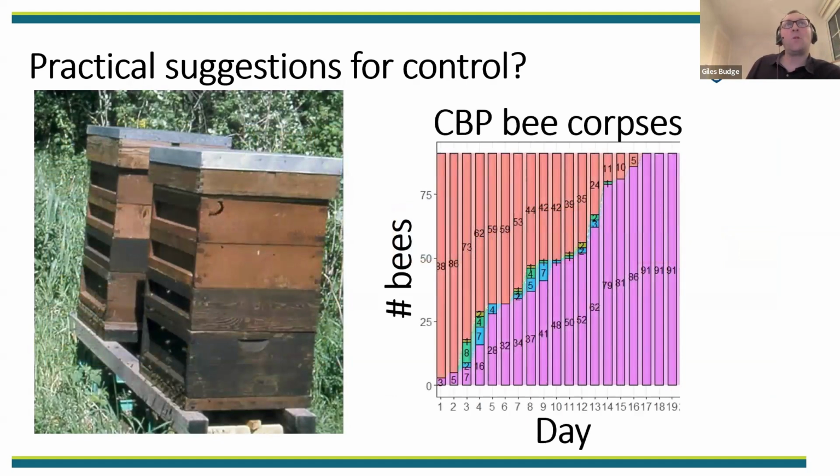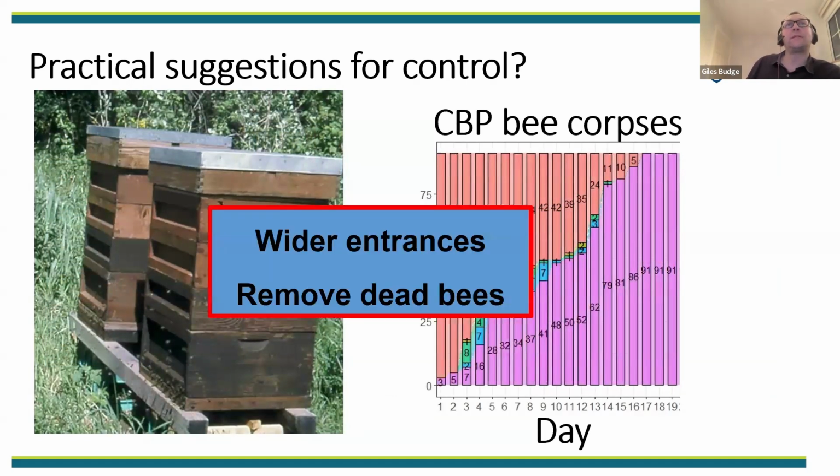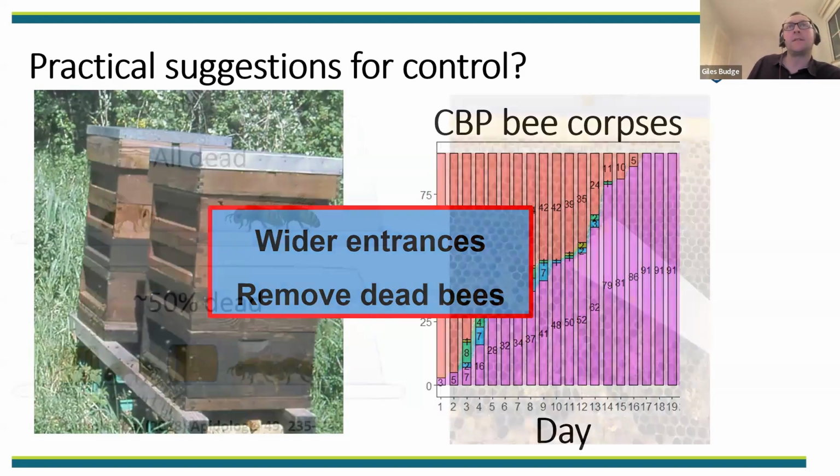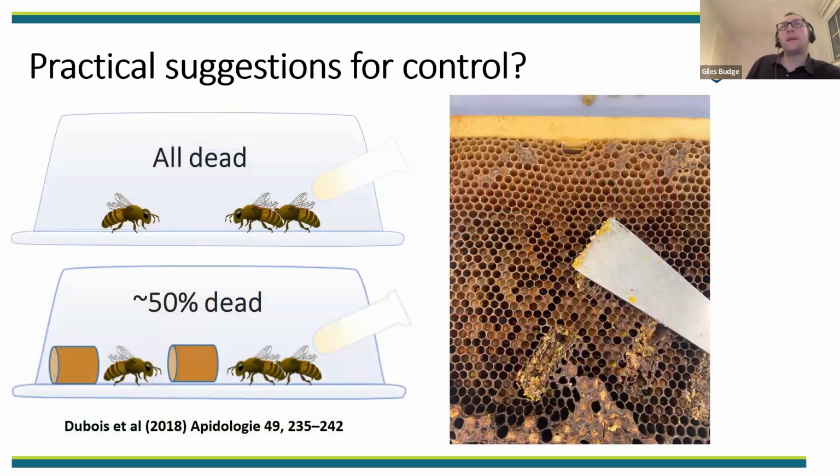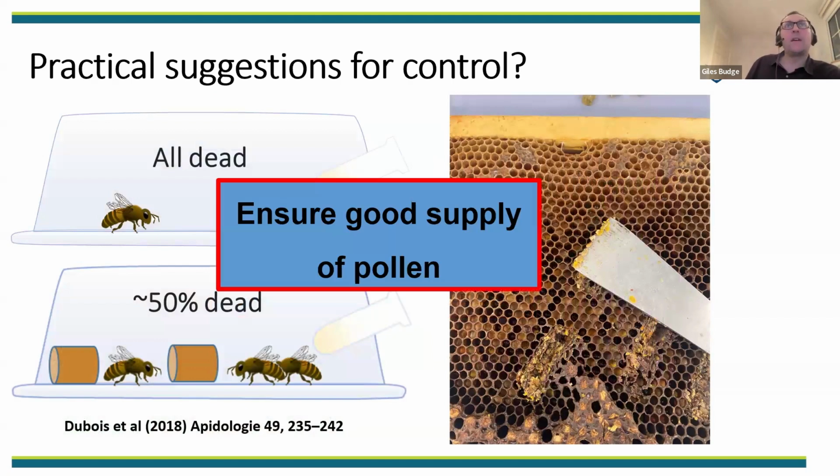The work with the bee corpses that we were doing with the dead bees suggests wider entrances may help the bees to take those dead bees out. Remove the piles of dead bees, take them away from where they might actually be causing reinfection in the colony. So manage those dead bees rather than letting them rot down like I did. And maybe when it comes to pollen, a good supply of pollen might mean that the bees are less susceptible to the virus.